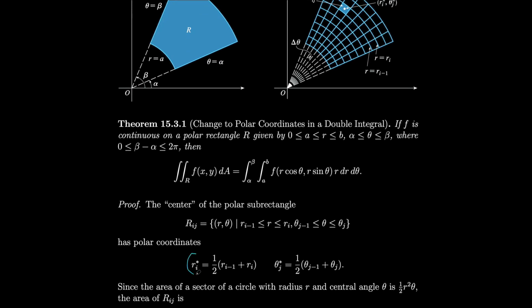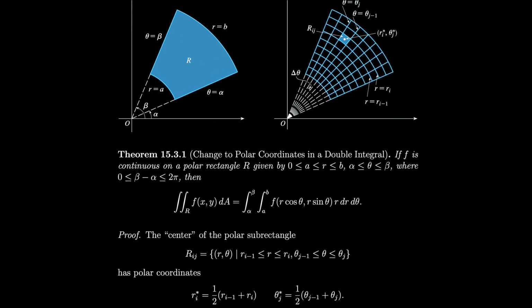So notice ri star is the center, so it's going to be halfway between two consecutive radii. So we could say that the ri star coordinate is equal to half of ri minus 1 plus ri, because it's the average of the two consecutive radii. And similarly theta j star is in between two consecutive theta rays, so it's the average of those two.